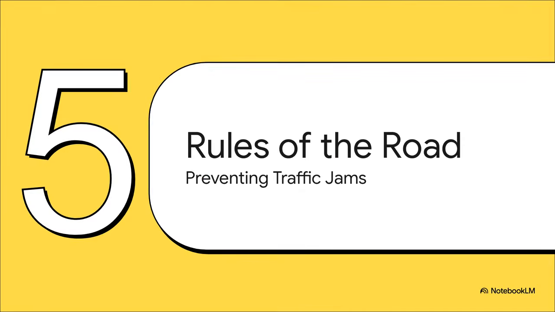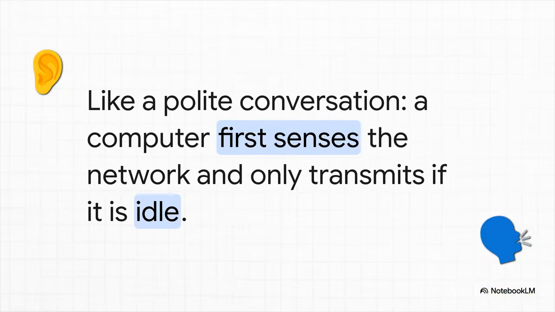So with all this incredible speed, you have to wonder, how does all that data not just crash into each other and create one giant digital traffic jam? Well, it uses a very clever and, believe it or not, a surprisingly polite system. It has this fancy technical name, CSMA/CD, but you can just forget that. The easiest way to think about it is like a very well-mannered dinner party conversation.